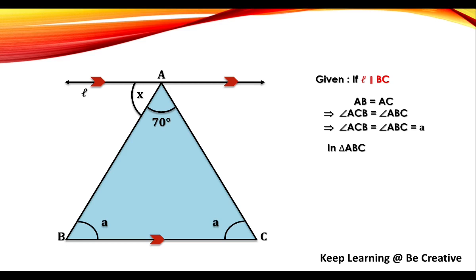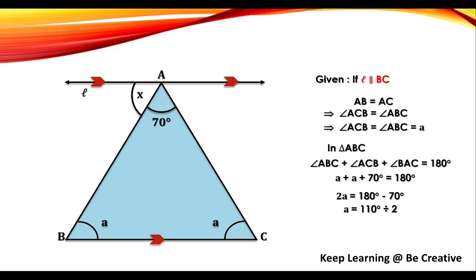Now we can apply the angle sum property of the triangle, that is angle ABC plus angle ACB plus angle BAC equals 180 degrees. Since we know two angles in the form of a variable and one value, if we substitute, we get the equation A plus 70 degrees equals 180 degrees. If you simplify this further, you get the value of A as 55 degrees. But we need to find the value of angle X.